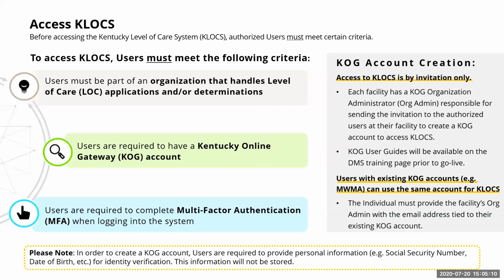Please note as well, when you do create a COG account, you're going to be asked to answer some questions for identity verification. So you'll be asked to enter your social security number, maybe answer date of birth, and if you've ever lived in a certain county, on cards, if you've ever done that identity proofing before. And that information is not going to be stored in COG. It's just a way to confirm that you are who you say you are, because again, we want to do everything we can to protect this data.